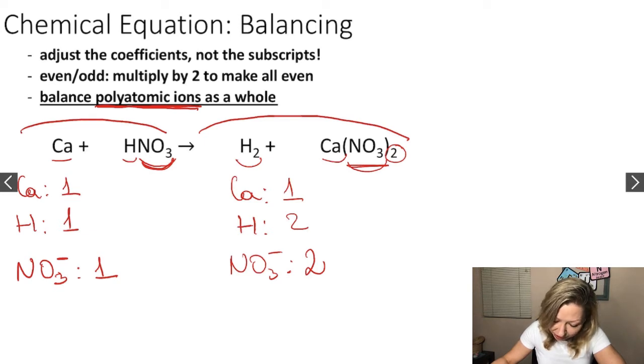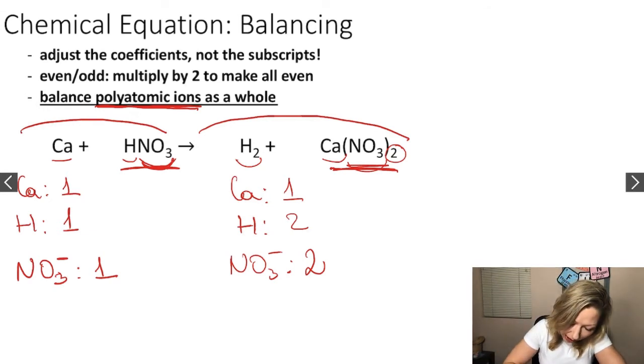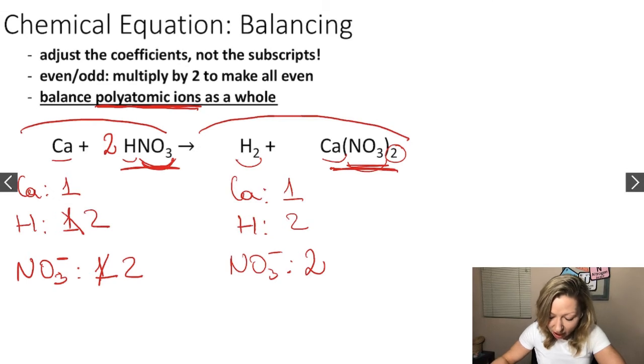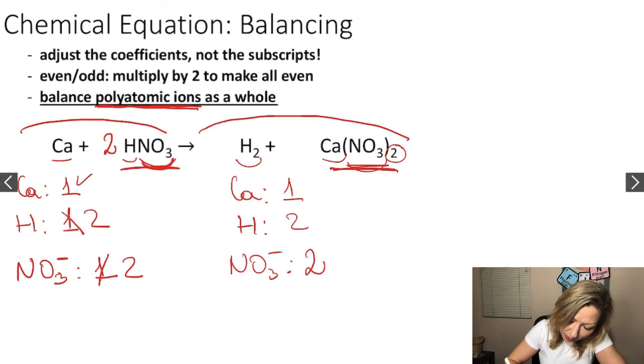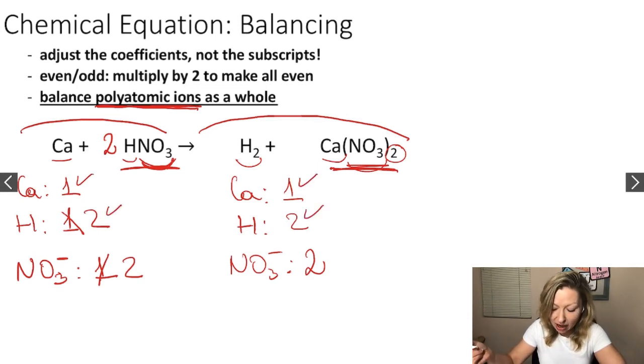Okay, so let's start balancing. Let's do the nitrate ions first. So I have 2 here, but only 1 there. So I have to multiply nitric acid by 2, right? HNO3 by 2. If I do this multiplication, then this is going to change to 2, and this is going to change to 2. What happens now? Well, let's check our balancing. Calcium atoms, 1 and 1. Hydrogen atoms, 2 and 2. Nitrate ions, 2 and 2. Okay, I balanced it. Awesome.